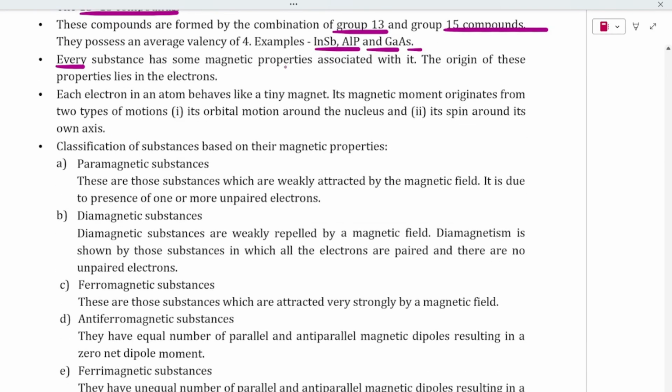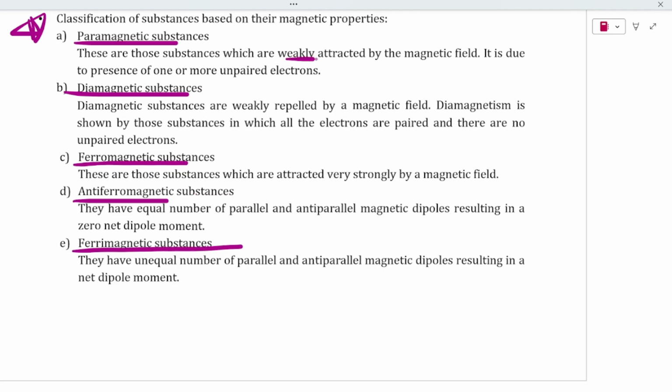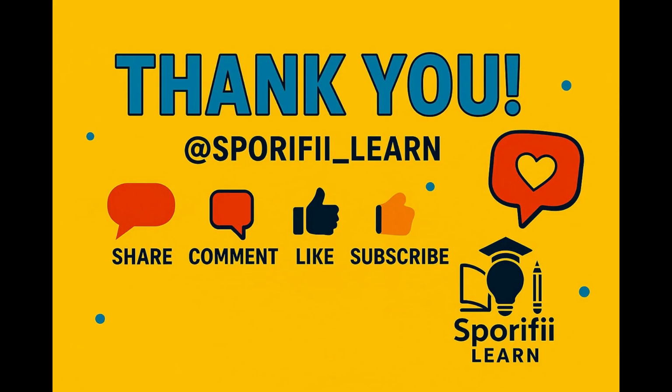Next, every substance has some magnetic properties associated with it, and then they behave like magnets. The classification of substances is a very important concept to understand: paramagnetic, diamagnetic, ferromagnetic, antiferromagnetic and ferrimagnetic. They are weakly attracted, or weakly repelled, or attracted very strongly by a magnetic field. They have an equal number of parallel and antiparallel magnetic dipoles, or an unequal number of parallel and antiparallel magnetic dipoles.